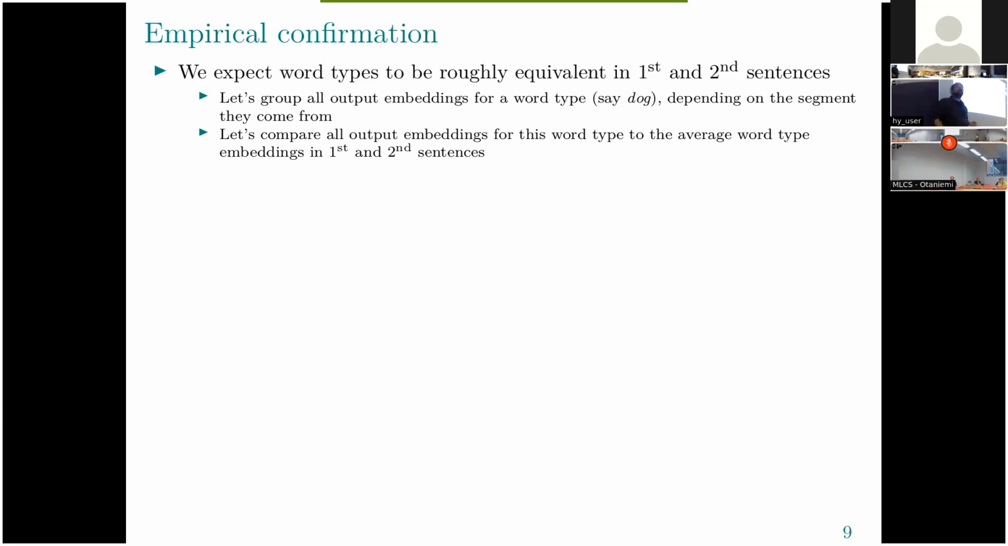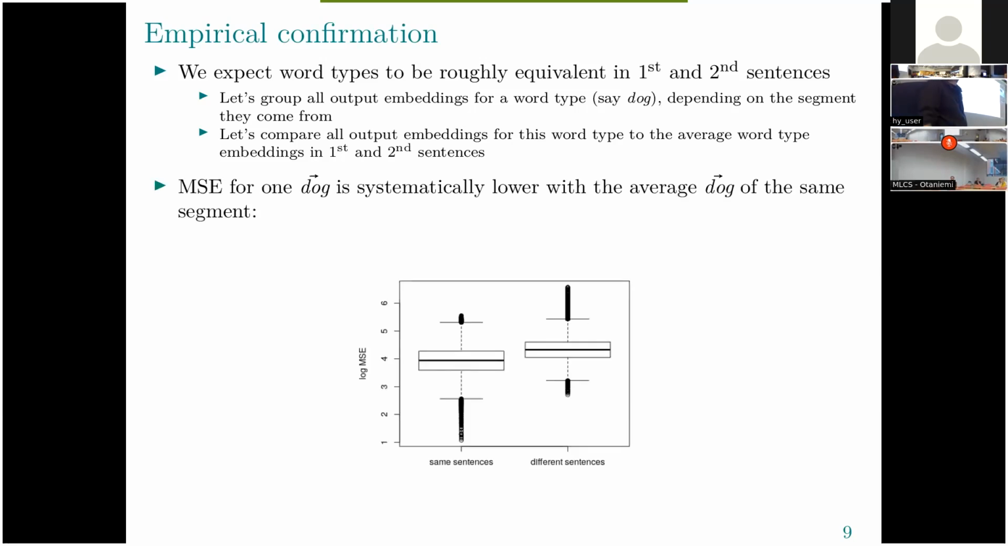If the model is specifically trying to counteract the segment biases that we highlighted, we would expect the mean squared error to be roughly the same in both cases. But what we actually find is a lower mean squared error when we compare dog to the average vector for the group it was taken from, rather than the other group. So if I take dog from the first sentence, it is going to have a lower MSE with the average dog for all first sentences than with the average dog for all second sentences, and so on for all word types. So that carries on pretty neatly.